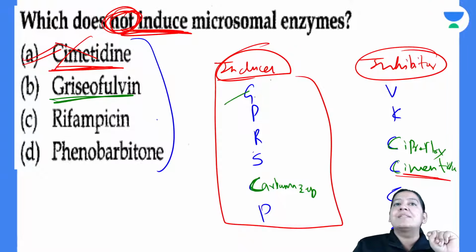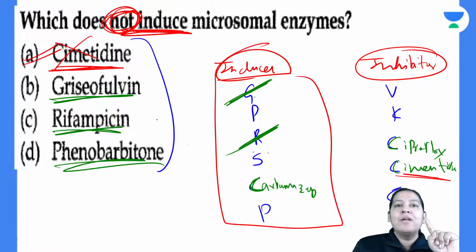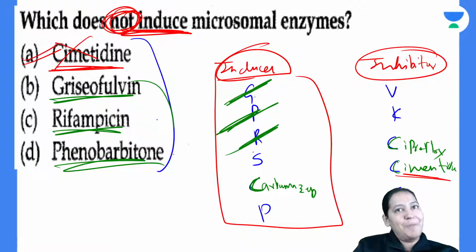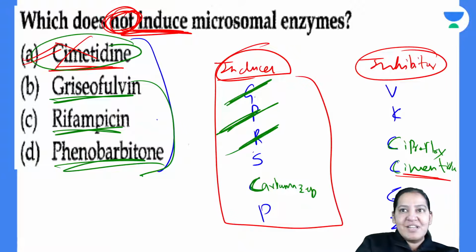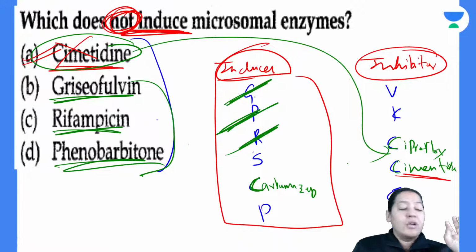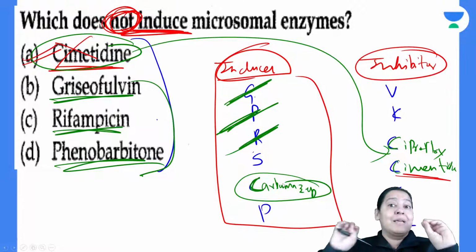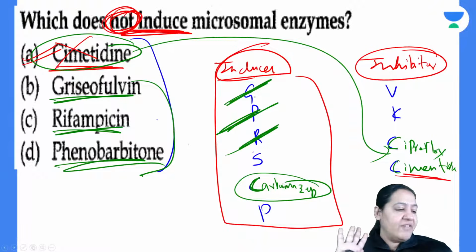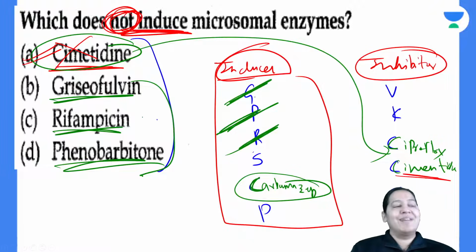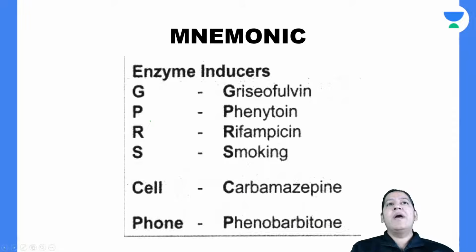Griseofulvin, yes, it is coming. Rifampicin, yes, it is coming. Phenobarbital, yes, it is coming. So the rest three options are coming, but what about cimetidine? No, it is not coming; it is in the other mnemonic. Those who don't know the full form very correctly will think this C is cimetidine only and get confused. So please keep your concept super clear. Everyone give me a thumbs up. Yes, you all are right. The correct answer here is A. Very good. Let me move ahead.